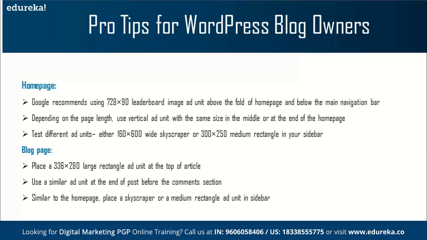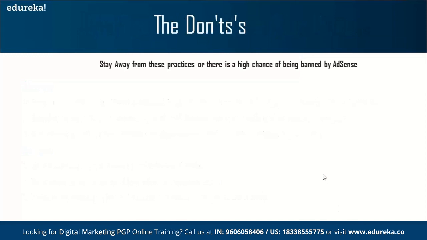Test different ad units like either 160 by 600 or 300 by 250, a medium rectangle in your sidebar. Or your blog page. Again, WordPress website owners thrive on their blogs, so it is very important for them: a 336 by 280 large rectangle ad unit at the top of the article. Use a similar ad unit at the end of the post before the comment section. Similar to the home page, use a skyscraper or a medium rectangular ad unit in the sidebar. So these are pro tips, very important for you.